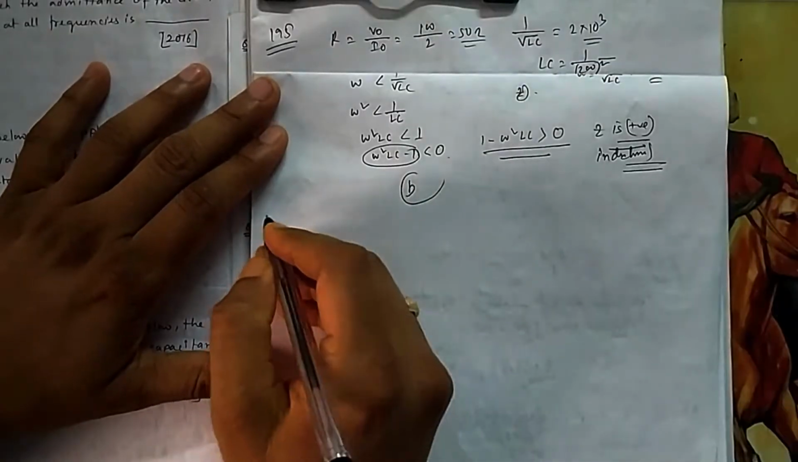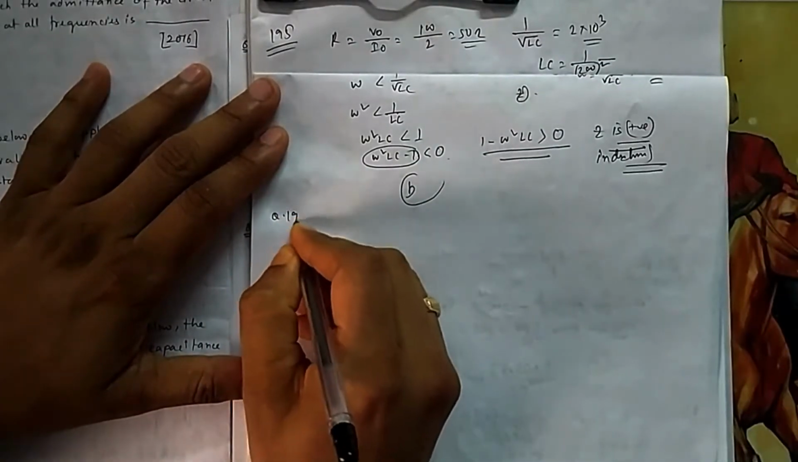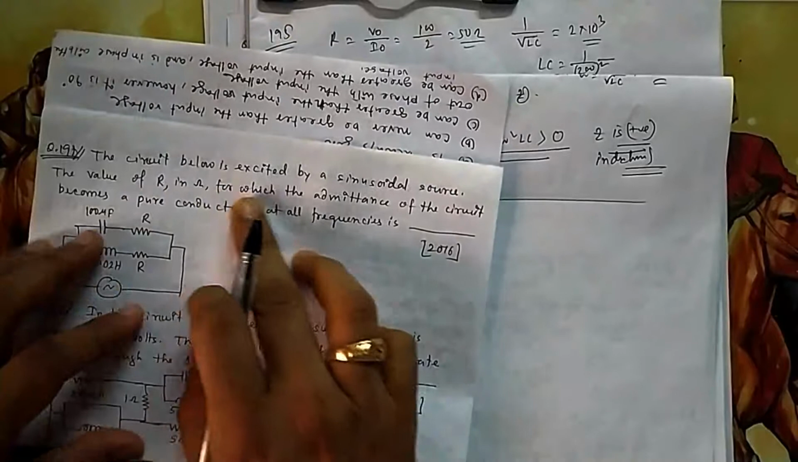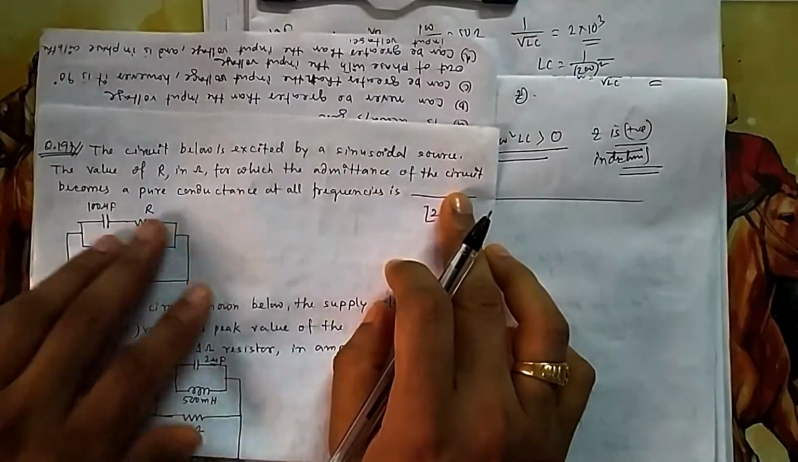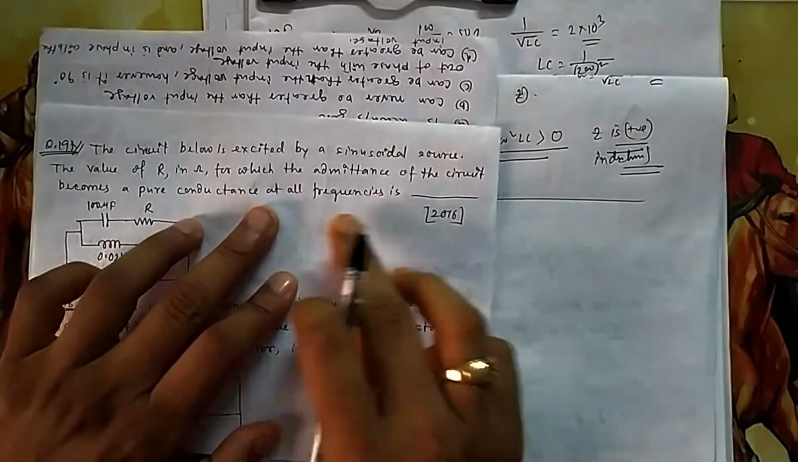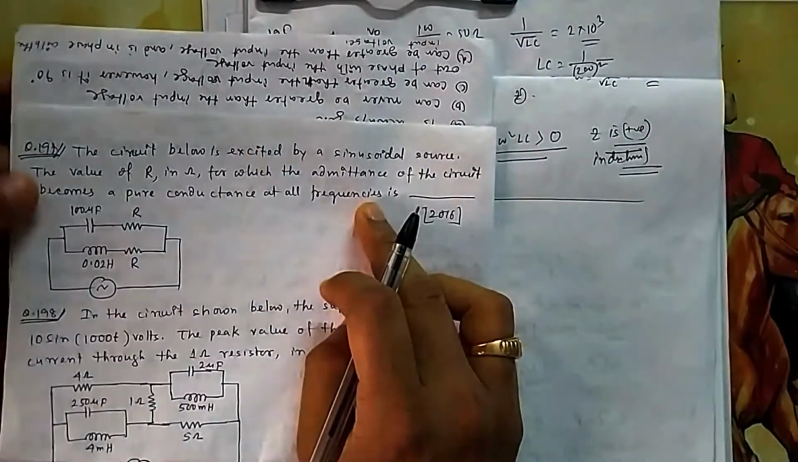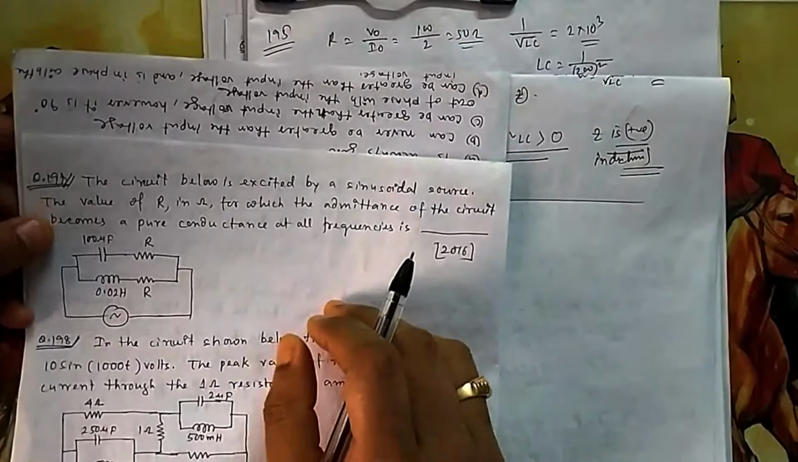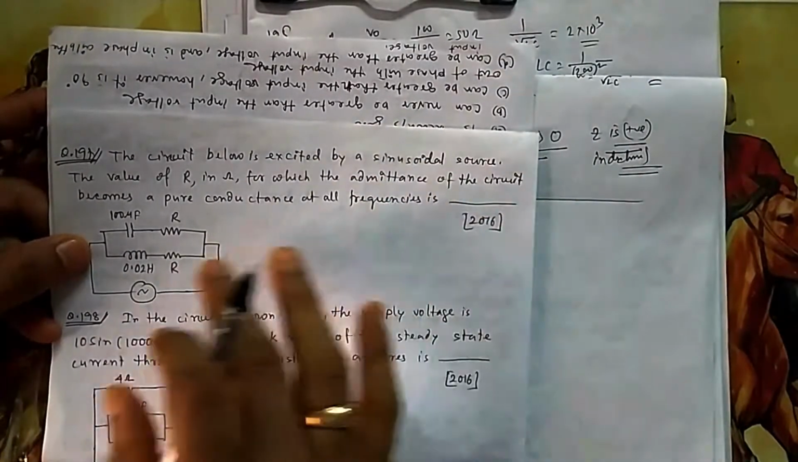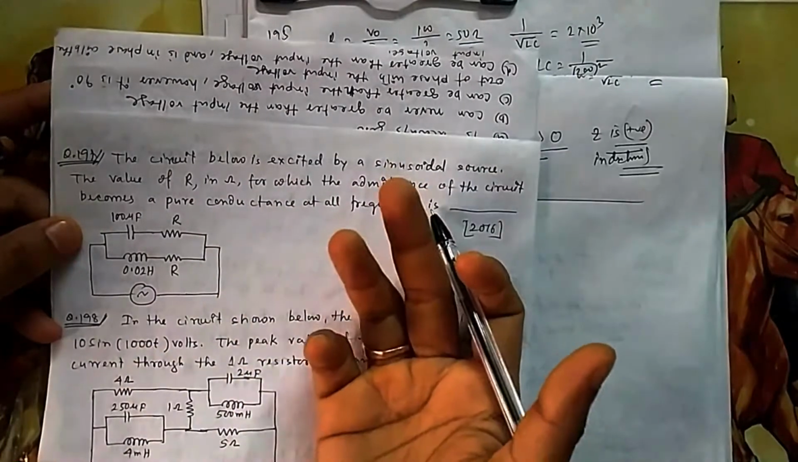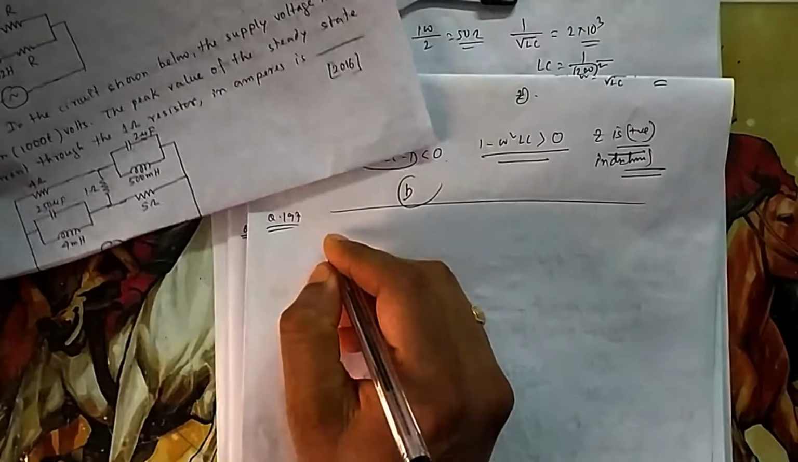Okay students, now in question number 197, what are they asking? The circuit below is excited by sinusoidal sources. The value of R in ohm for which the admittance of the circuit becomes purely conductance for all frequencies. Admittance becoming purely conductance means, you can take admittance, you can take impedance, whatever, that should be purely real, purely resistive.